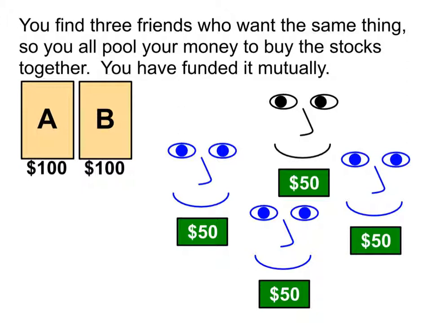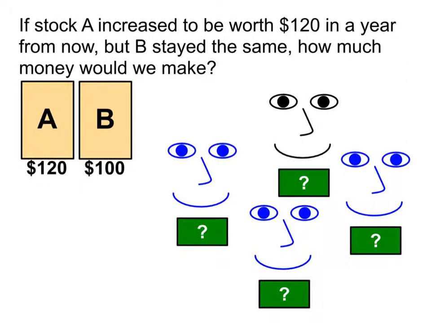But seeing how they work, there are some subtleties in it. So let's actually take a look at something like this. What if stock A increased to be worth $120 a year from now, but B stayed the same? If we had only invested in A, we would have done really well here. If we had only invested in stock B, we would have gained nothing over this year. But because we invested in both of them, we made some money, because A went up, even though B didn't. The question is, how much money did we make? What is our share of that?